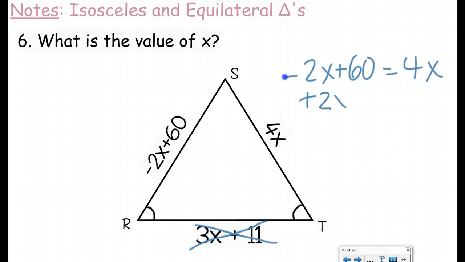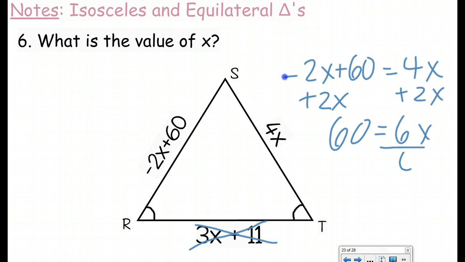All right, let's add 2x. 60 equals 4x plus 2x. 6x. Divide. 60 divided by 6. The answer is 10. How long is RT? What's 3 times 10? 30. 30 plus 11. That side is 41 centimeters long, or whatever the units are.